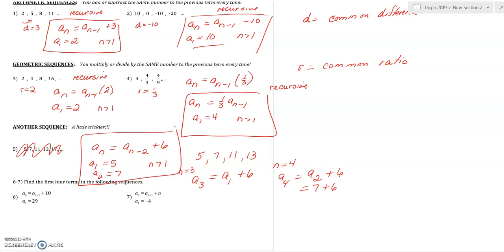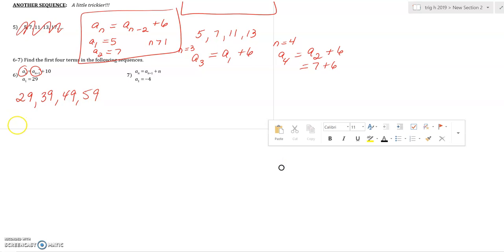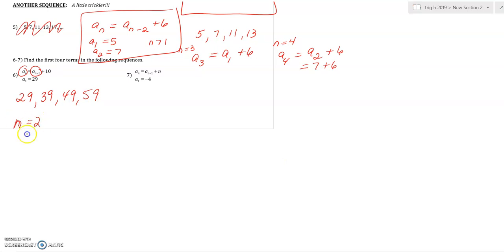Okay, 6 and 7. It says find the first 4 terms. Let's give it a try. The first term is 29, and this says any term is the term before it plus 10, so 29, 39, 49, 59, etc. Because if n is 2, if n is 3, a sub 3 equals a sub 2 plus 10, etc.